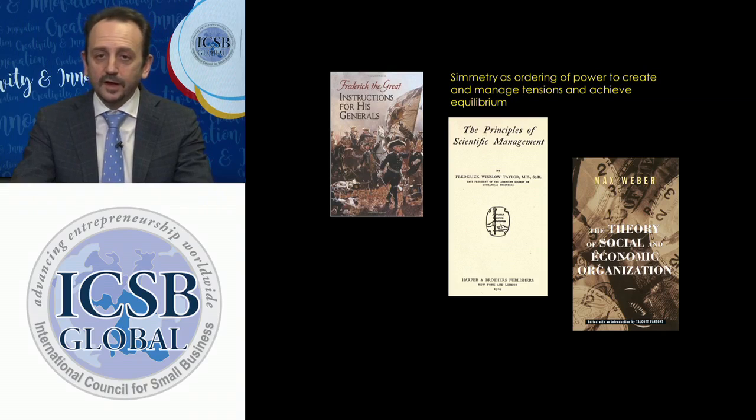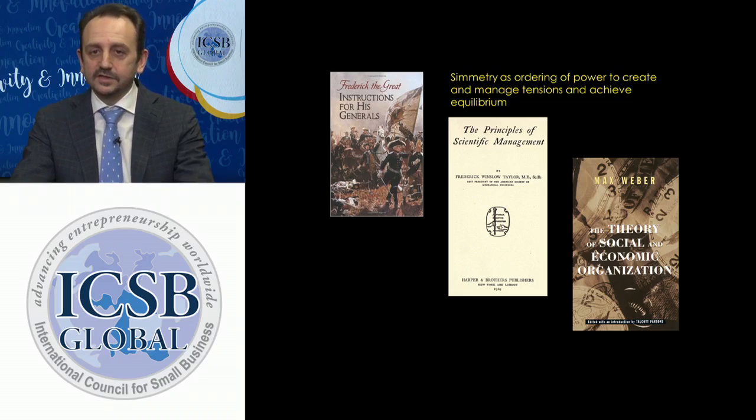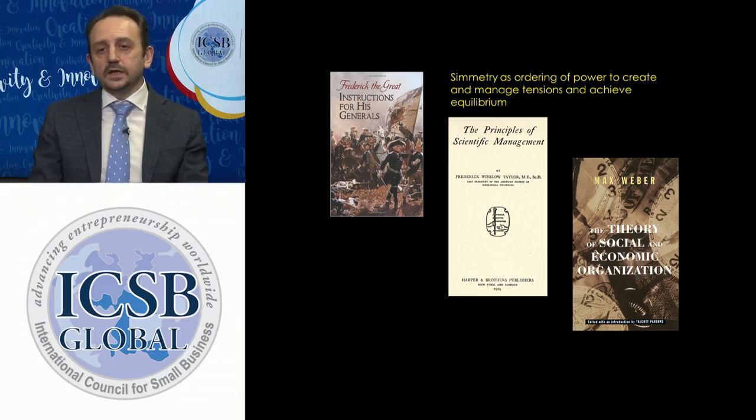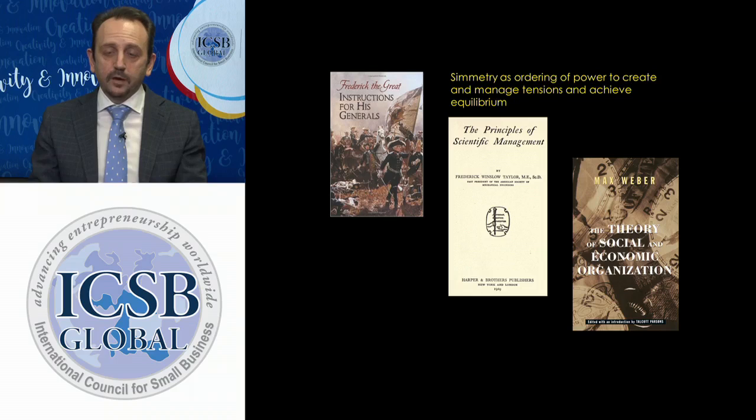So symmetry was applied by Frederick the Great's generals in deploying troops on the field. It was widely evoked by more recent works in organization theory, like the Principles of Scientific Management by Frederick Taylor or the Max Weber work on bureaucratic organization. In general, in organization science, symmetry is a way to create order, to communicate the structure of power and authority, and also a way to create and manage tensions and achieve equilibrium in these abstract structures.